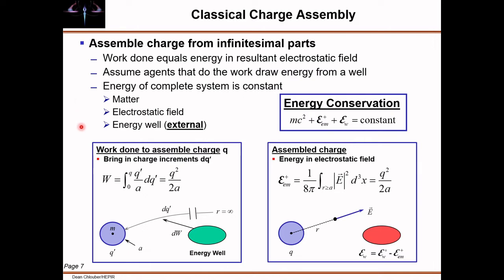Then the energy of the complete system is a constant if we include matter, the electrostatic field, and the energy well. Looking at the final assembled charge on a spherical shell of radius a, we have the electrostatic energy in the region r greater than a. And the energy of the well is just depleted by that electrostatic energy. So the total energy is just a finite constant.